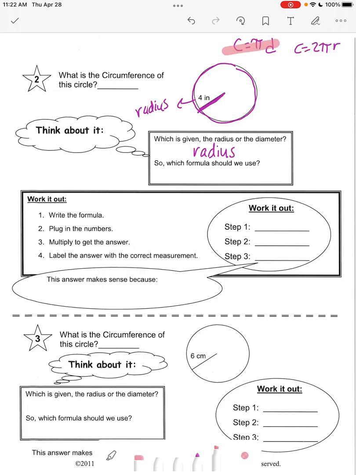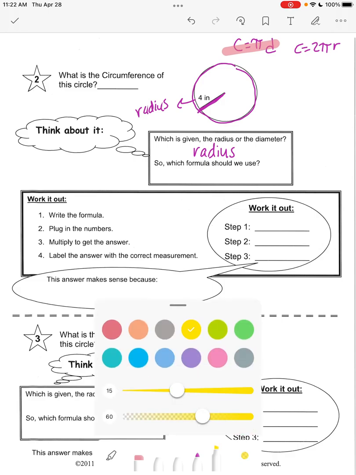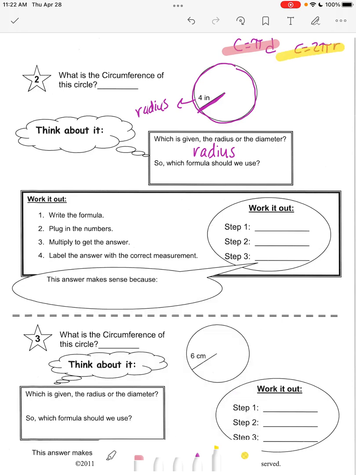Which formula should we use? Our options are C equals pi times D, or C equals 2 pi r. Okay, since radius starts with an r, we want the formula that has an r in it, so we're going to use C equals 2 pi r. Let's work it out. Write your formula. Our formula is right here. C equals 2 times pi times our radius.